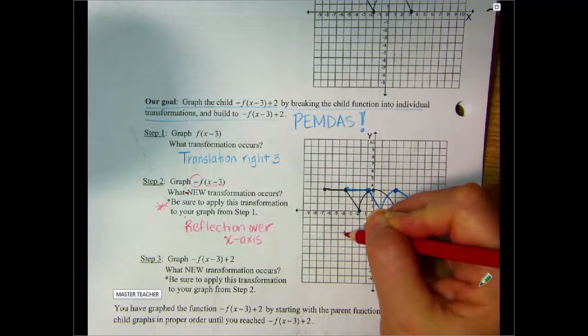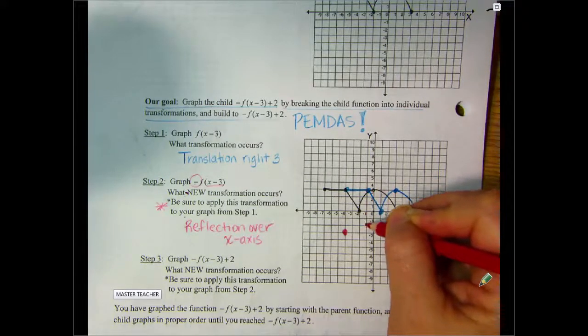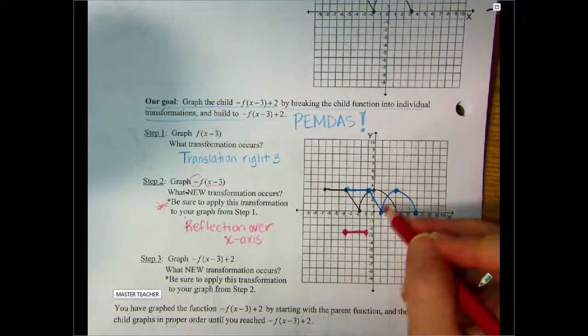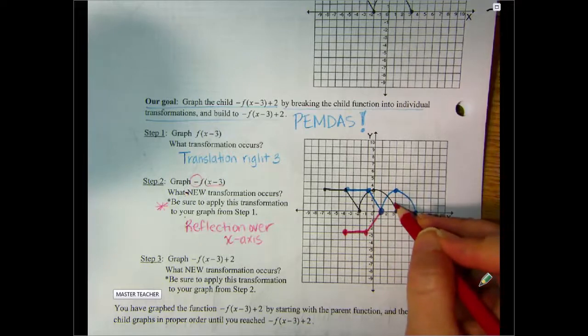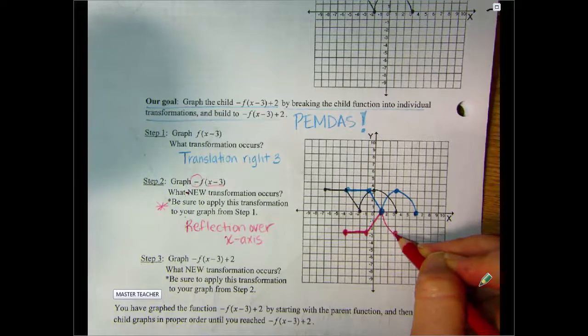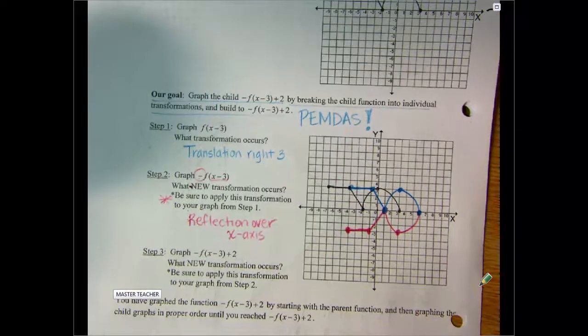These do get messy. So I'm going to take all the points on my blue graph and reflect them over the x-axis, going the same distance away from the x-axis on the opposite side. Again, a reflection does not change shape, so make sure when you connect your points, you've maintained the shape of the original graph.